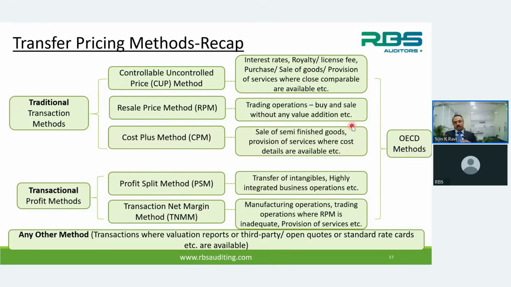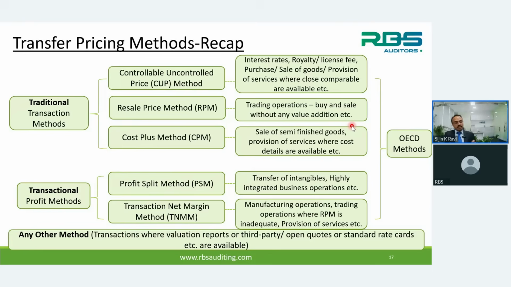The CUP method relates to interest, royalty, licensing fee, purchase and sale of goods, and provision of services, wherever comparables are available. Even for managerial remuneration, if you are doing it, then you must have a comparable, available with adjustment, whatever adjustment you can do. If the CUP method is possible, you can do it with the CUP method. The resale price method is for trading operations, buy and sale without any value addition, sale of semi-finished products, and transfer of intangibles.